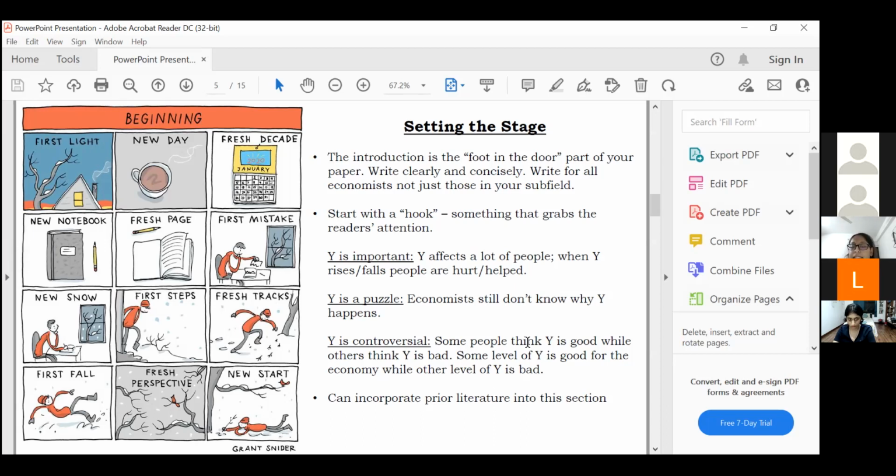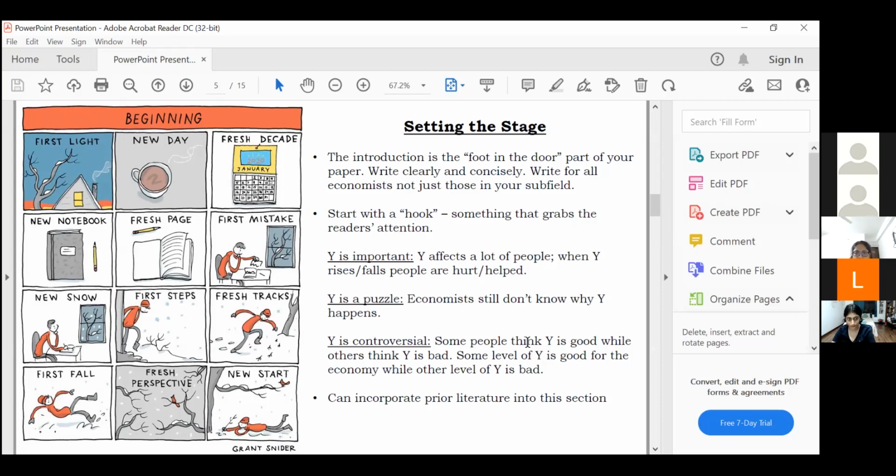Or it could be something like some people think an issue is good while others are bad, or some level of it is good while other levels are bad. For example, inflation. So we know that low levels of inflation can be good for the economy, but very high levels of inflation can be bad for the economy. So again, your reader will be like, okay, so if it's good, then how much of it is good? Or how do we know when something stops being good and starts becoming bad? And you grab the reader's attention and you make them want to read further.